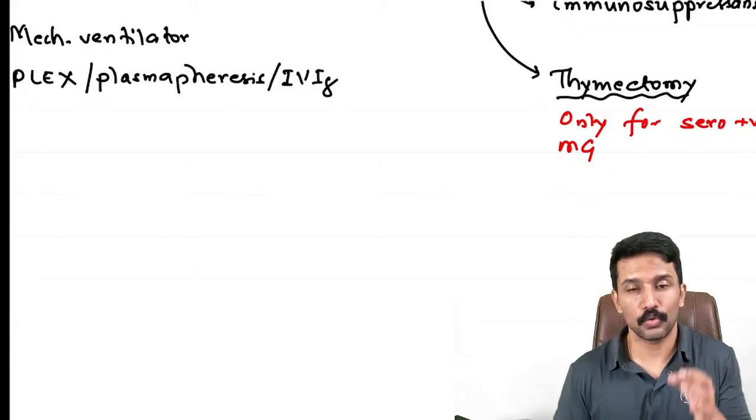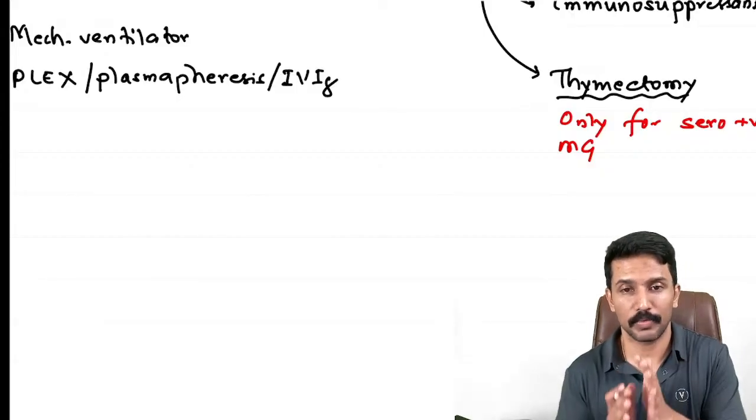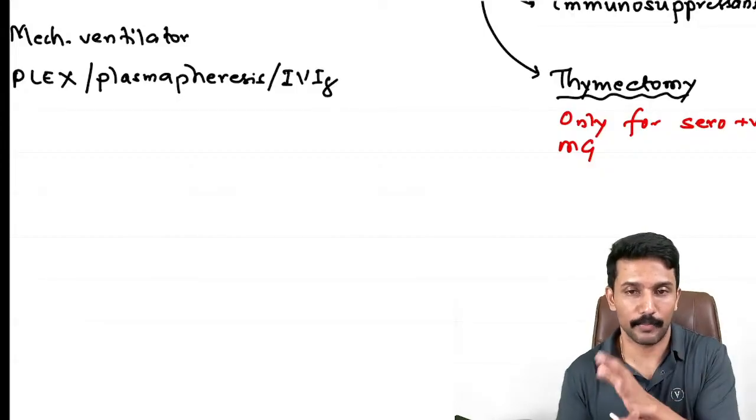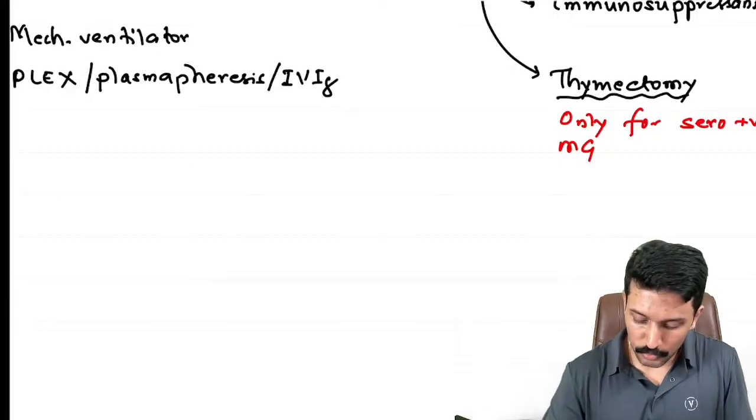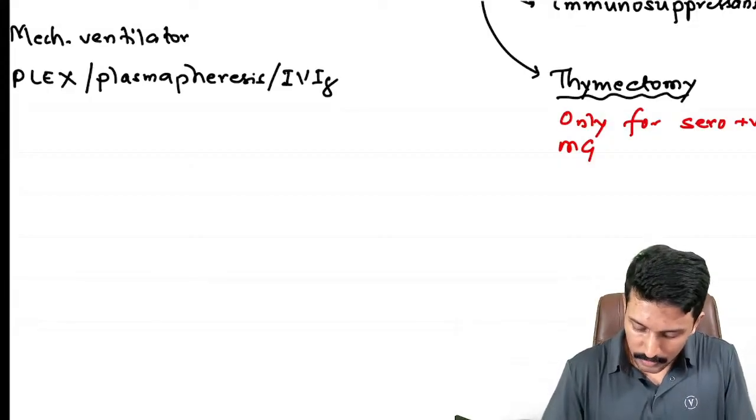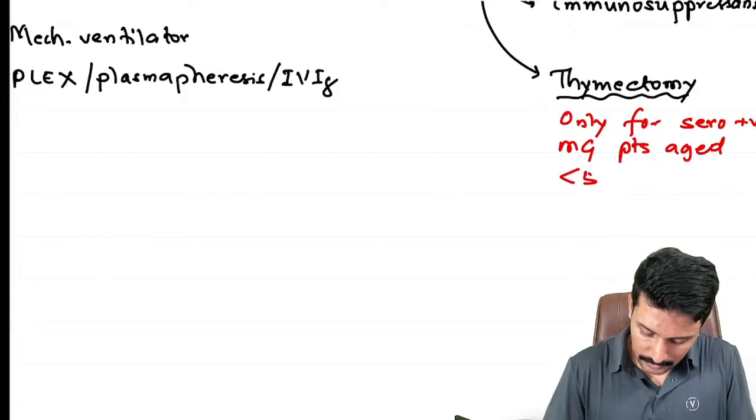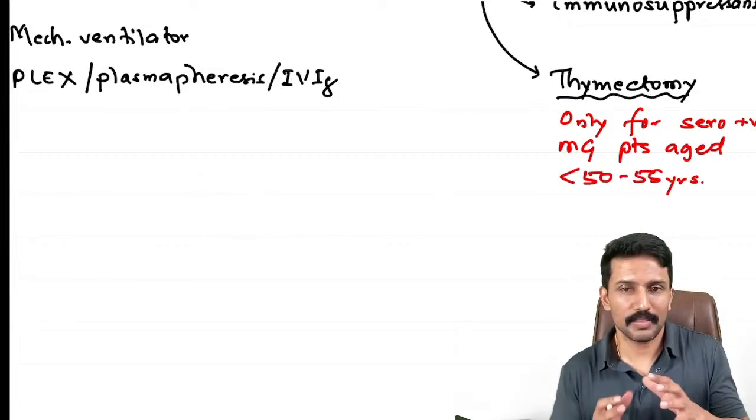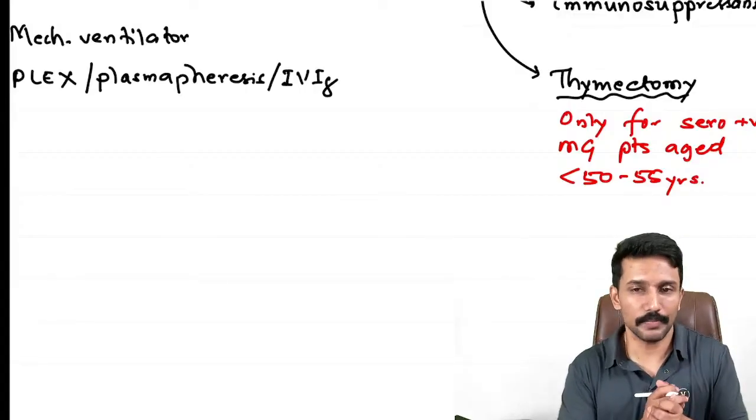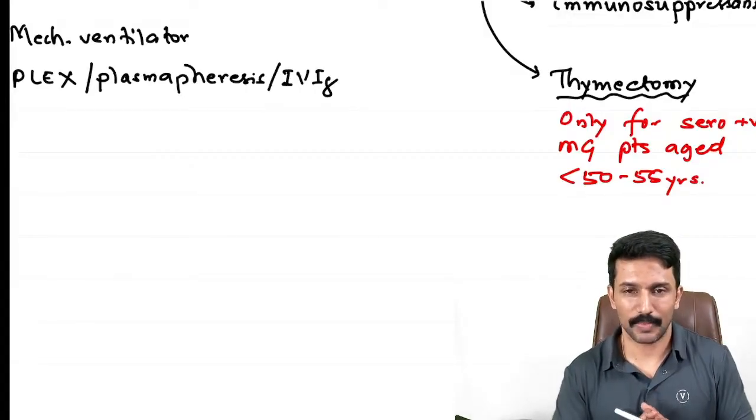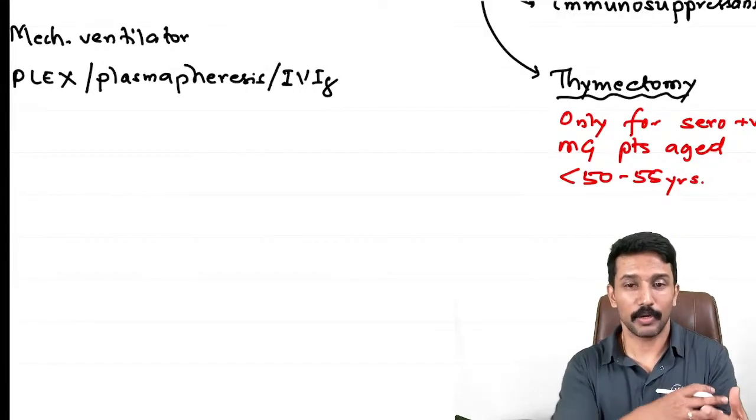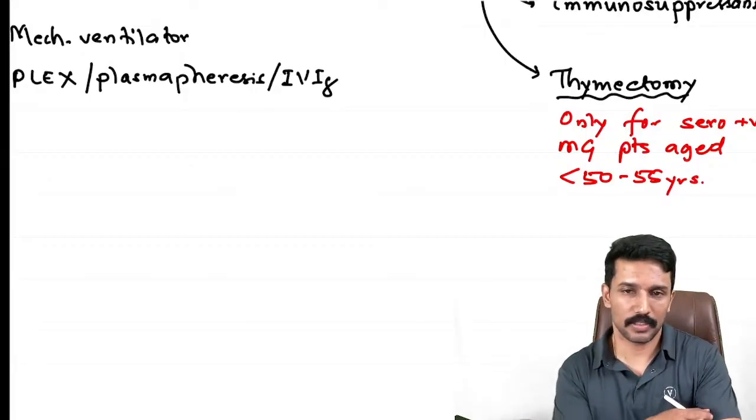Seropositive means those who have anti-acetylcholine receptor antibodies, not the anti-MuSK or anti-LRP4 receptor antibodies. Seropositive myasthenia gravis patients aged less than 50 to 55 years. Anything higher than 55 years is not considered safe for the thymectomy. Even though they have antibodies, they may not be physically safe for the surgery. That's why we avoid it.